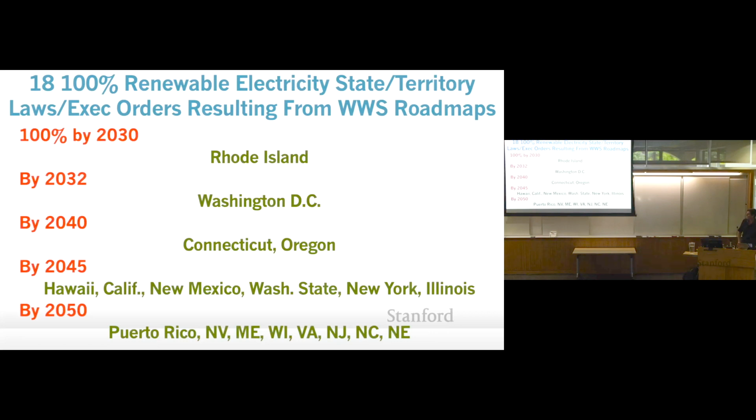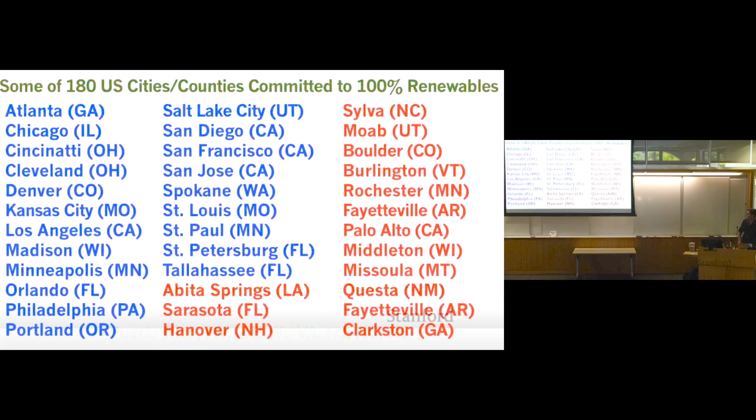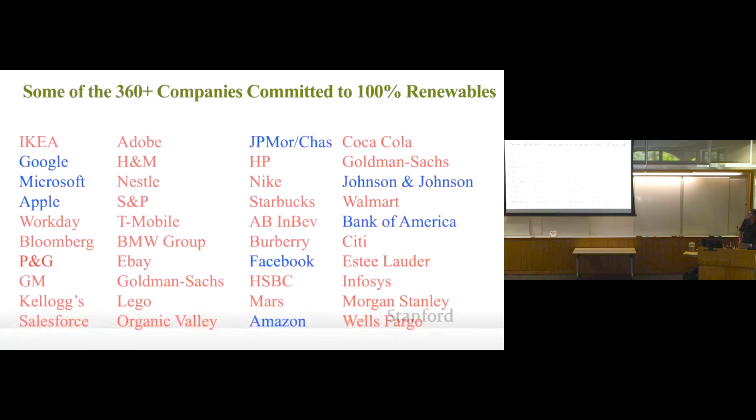So there are standing laws in California, for example, to go to 100% renewables by 2045. There are 180 cities that have laws now to go to 100% renewables in the U.S. There are over 360 international companies, including 8 of the 10 biggest in the world, the ones in blue, that have policies to go to 100% renewables for their global operations.